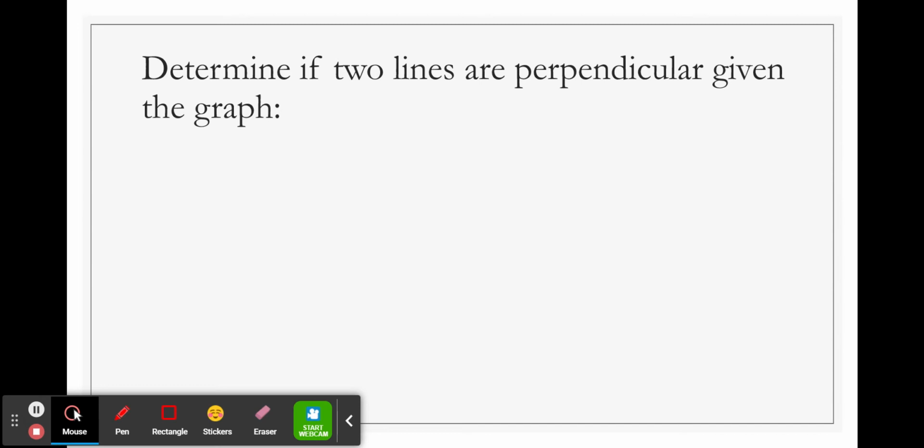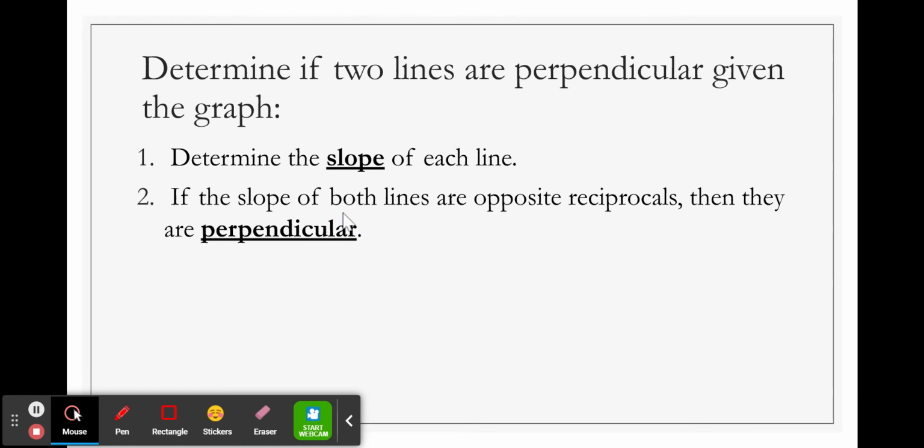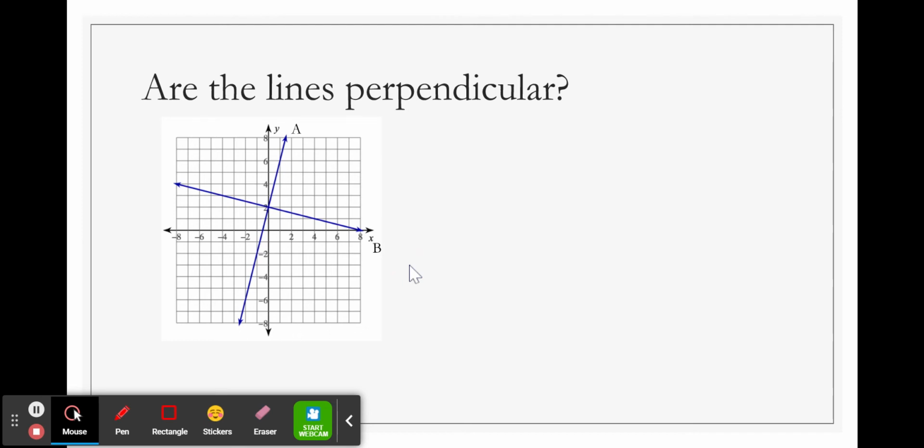Okay, to determine if two lines are perpendicular given a graph, you first determine the slope of each line, and if the slopes of both lines are opposite reciprocals, then they are perpendicular. So we are going to determine the slope of both lines. For line A, our rise is 1, 2, 3, 4 over run 1. So the slope of line A is 4.